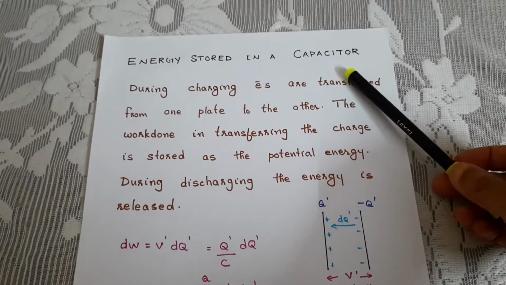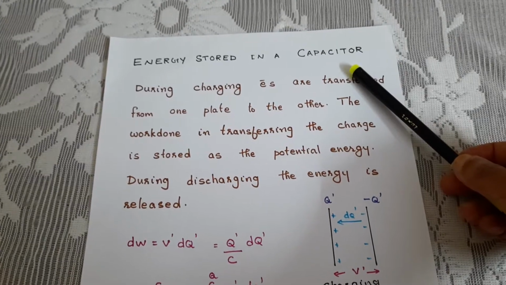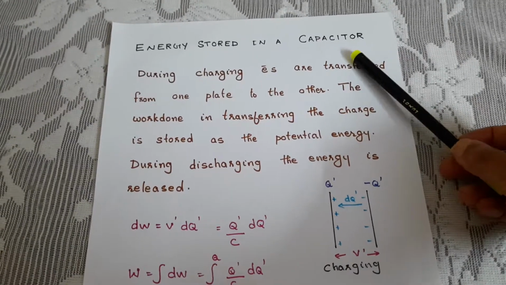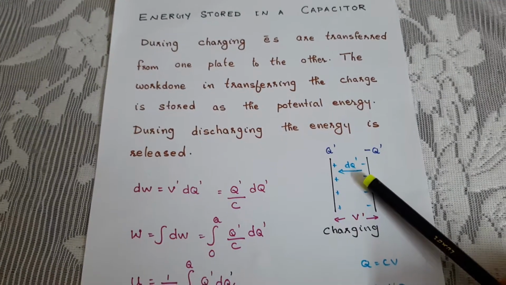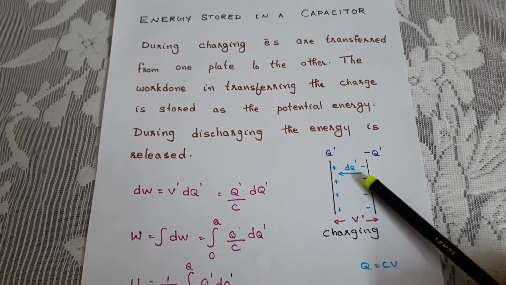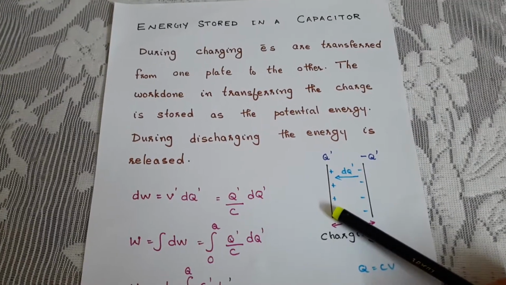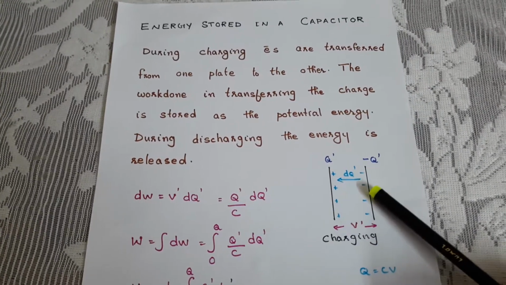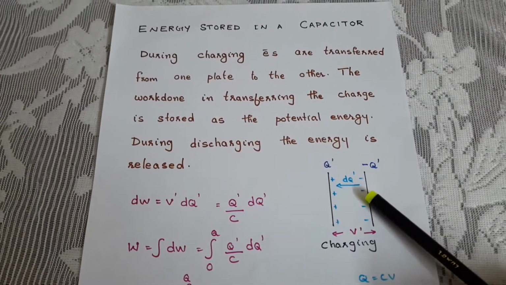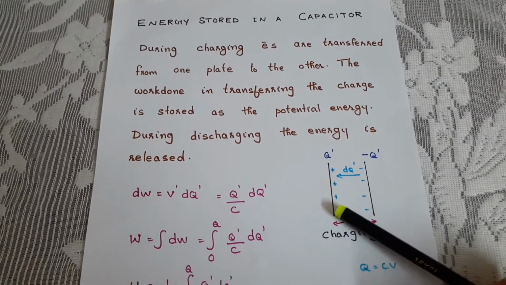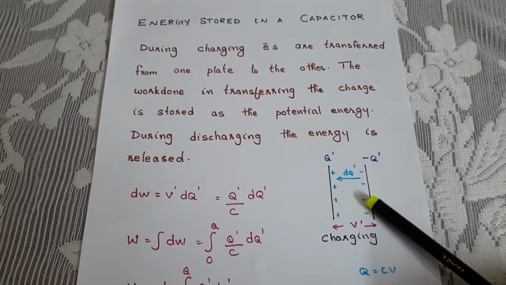In this class, let us learn about energy stored in a capacitor. A capacitor can be charged by connecting the plates to a battery. During charging, one plate acquires positive charge and the other plate acquires negative charge. So actually electrons are transferred from one plate to the other plate.